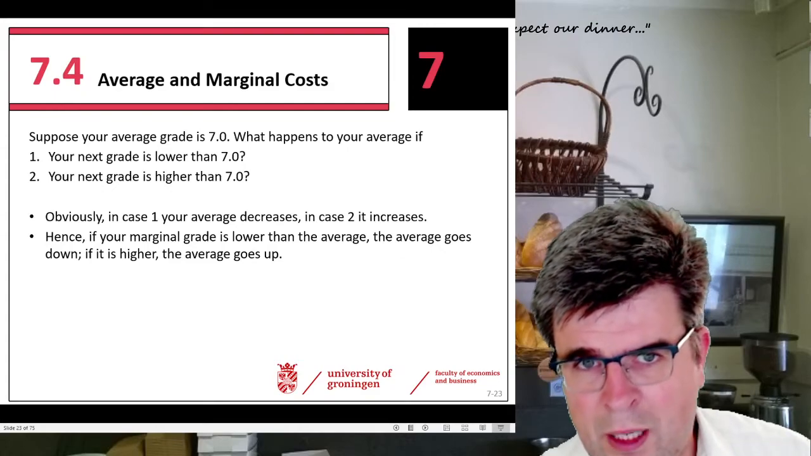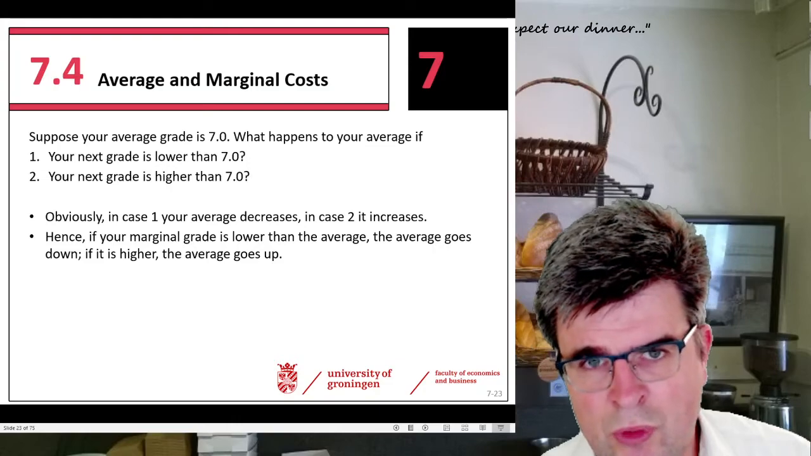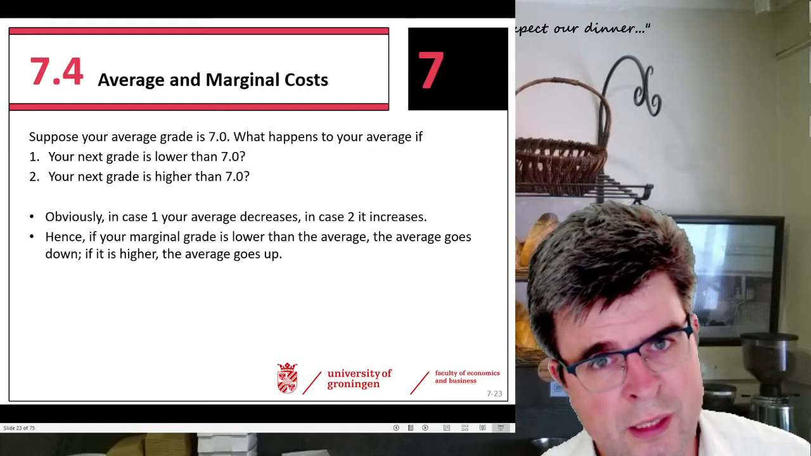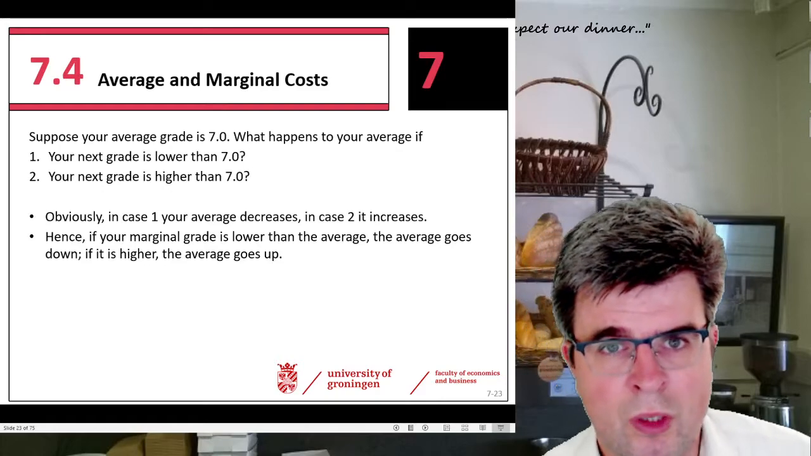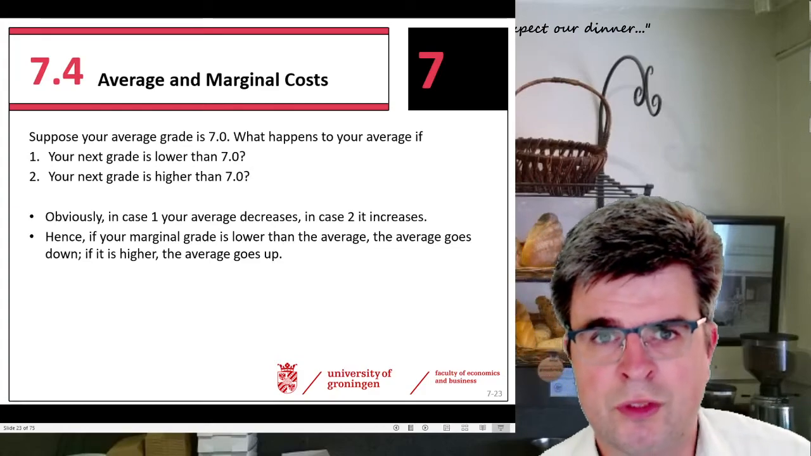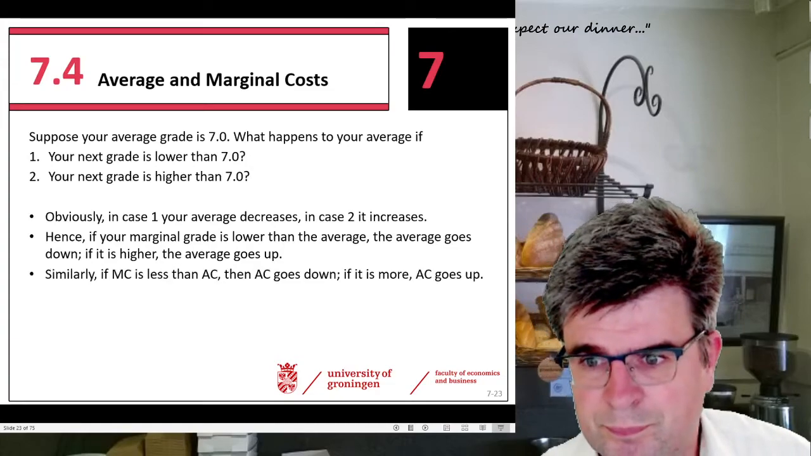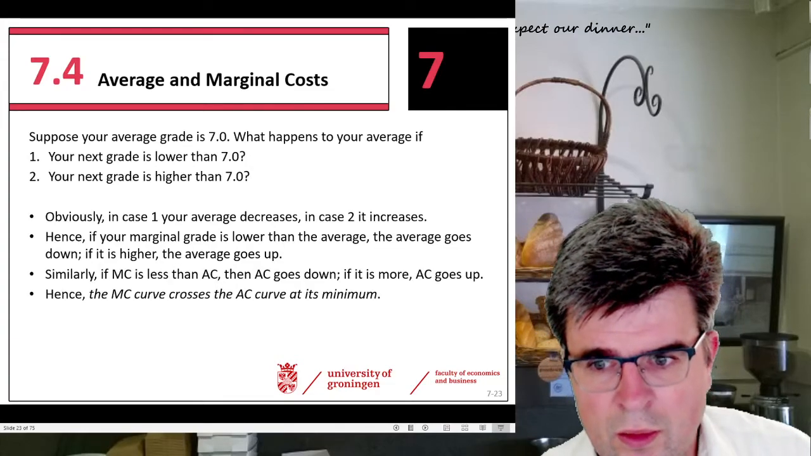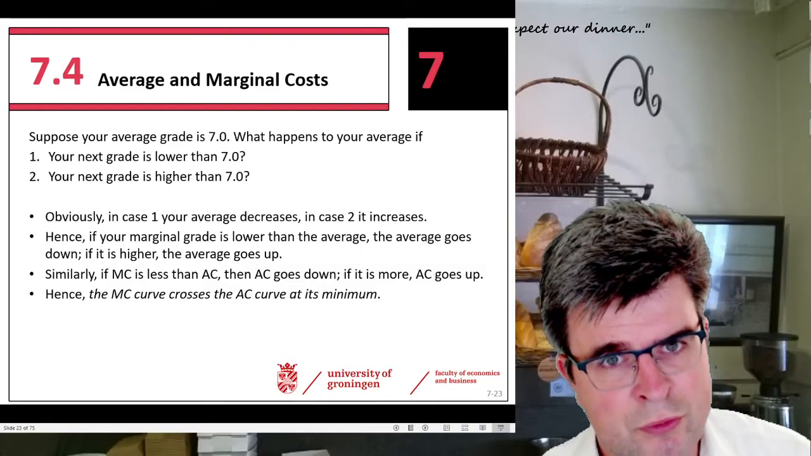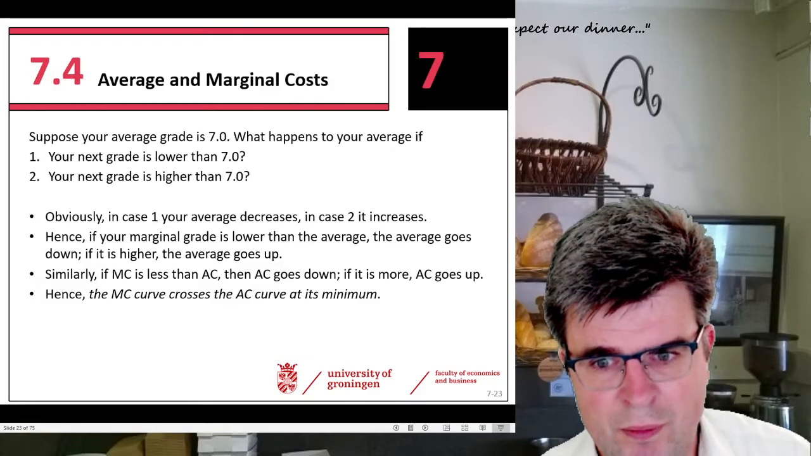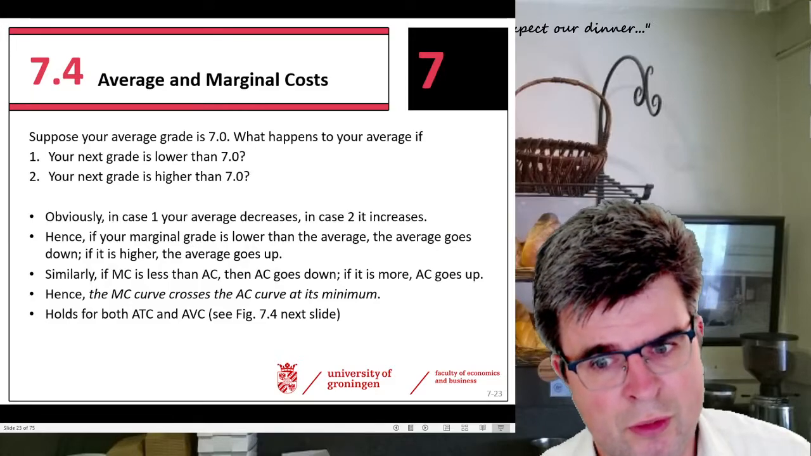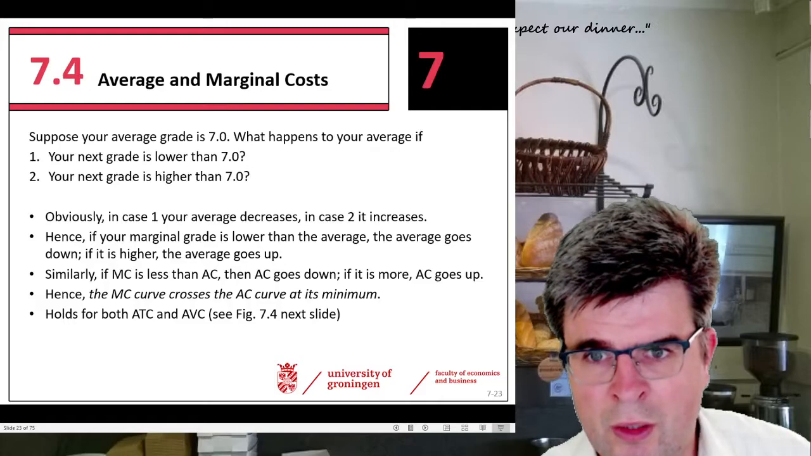So this implies, and it works the same here, that if the marginal cost is higher than the current average cost, then the average cost will increase. If your marginal cost, the incremental cost of producing an additional unit, is lower than your current average cost, then your average cost will decrease. Which implies that the marginal cost function crosses the average cost function at the minimum value. The same holds for the average total cost function and the average variable cost. And I have a picture on the next slide.